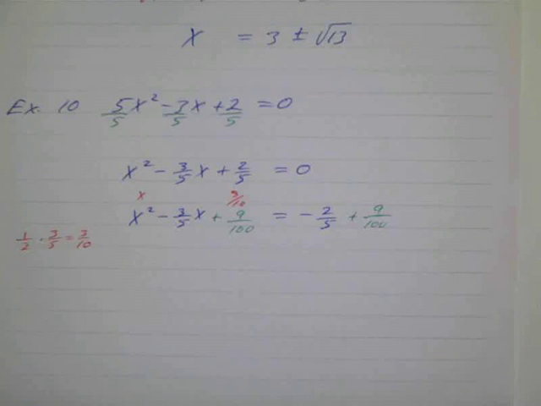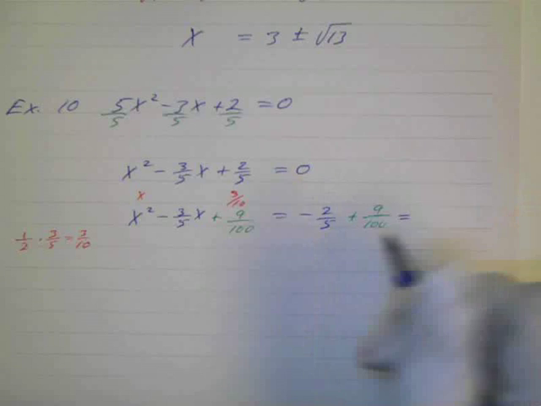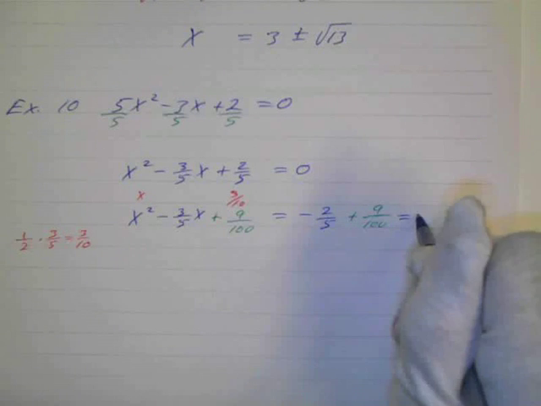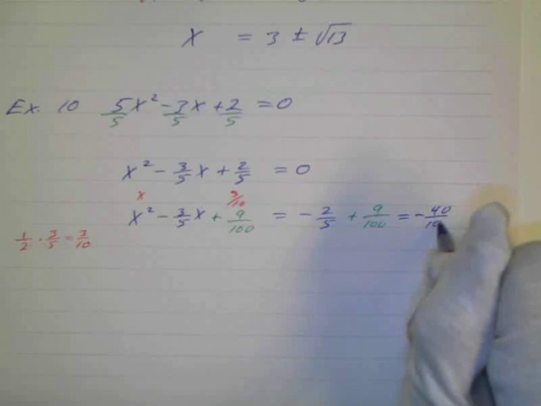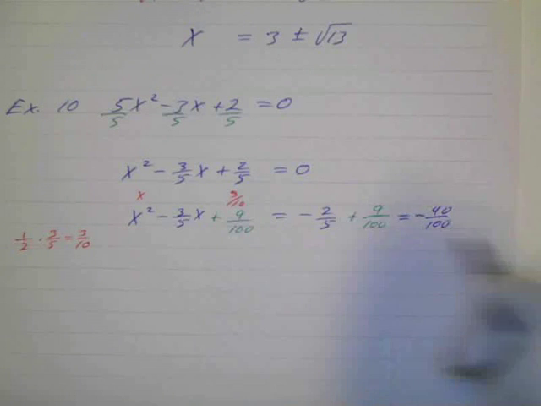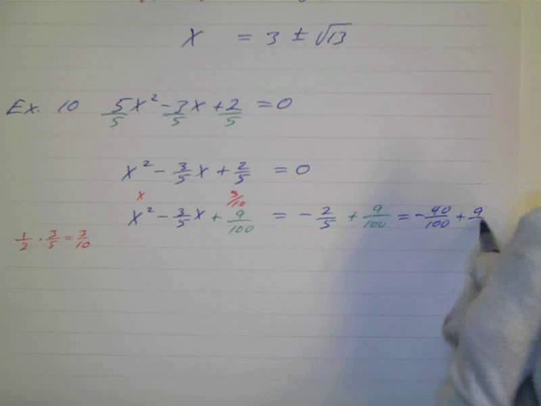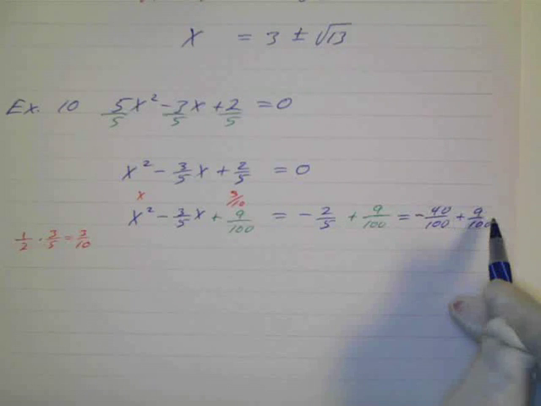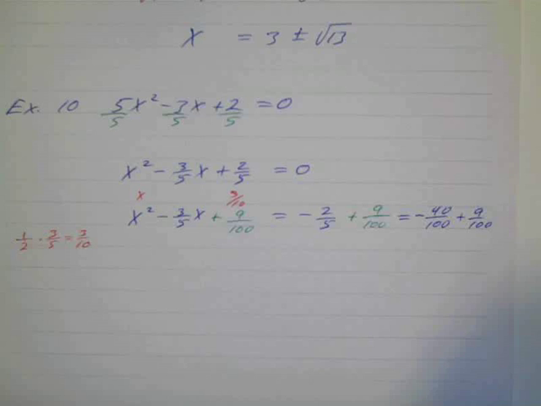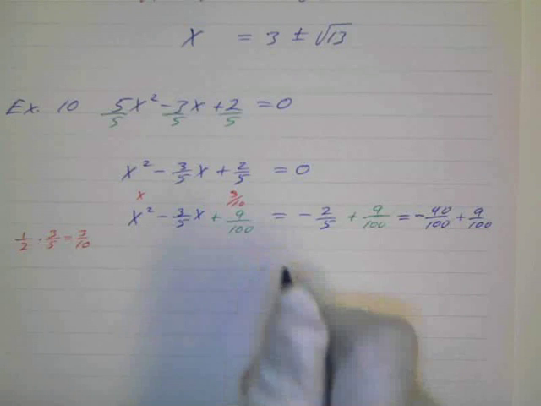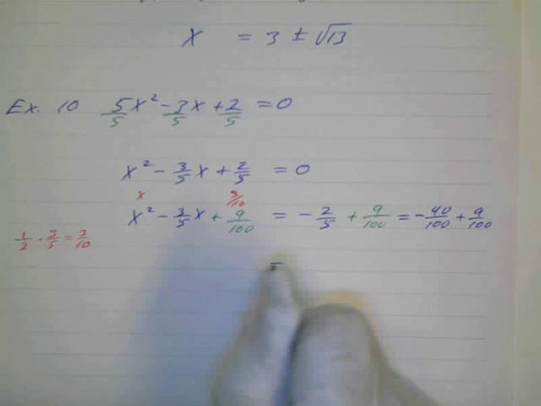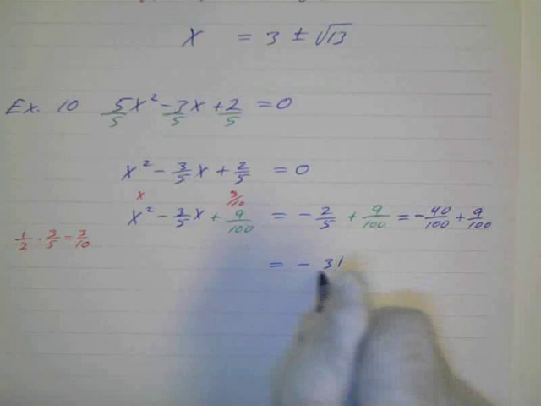Now, in order to combine these, we would like to get a common denominator, so I'm going to do some work over here to save myself some space because I'm running out of room down here. And 2 over 5, if I multiply the top and the bottom by 20, that's going to be negative 40 over 100. If we reduce that, that's 4 over 10 or 2/5, so that makes sense. Plus 9 over 100. And negative 40 plus 9 is negative 31. So on the right side, I'm going to have negative 31 over 100.